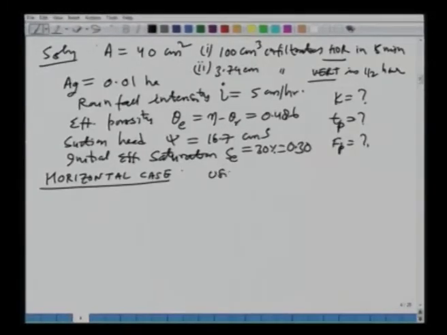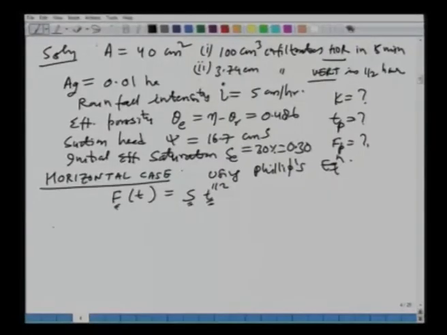Using the Phillips equation, for the horizontal case, what we have is F is equal to S T to the half. Now, in this equation, what are the knowns and what are the unknowns? You can see that we know the time, and we also know F, how much water gets infiltrated. So, basically the first data point can be used to determine the value of S, the sorptivity.